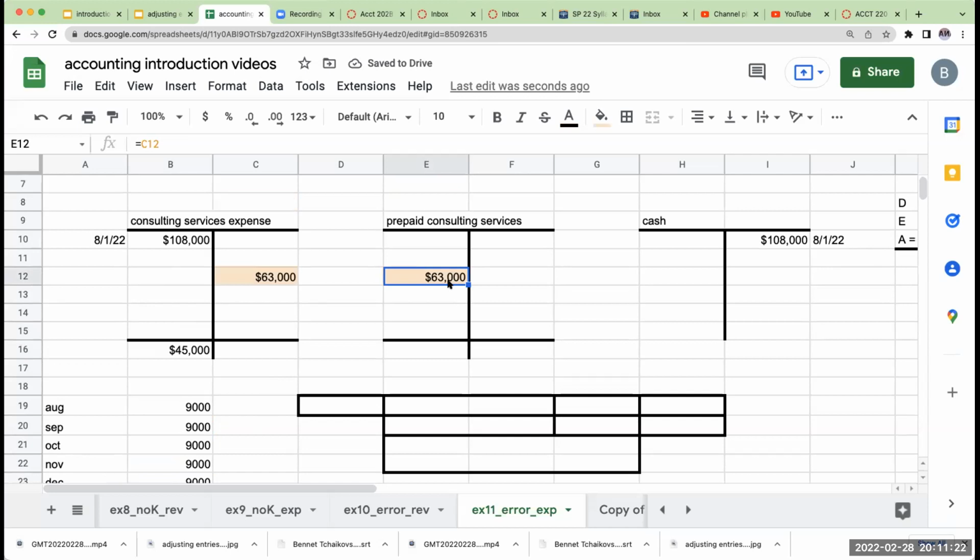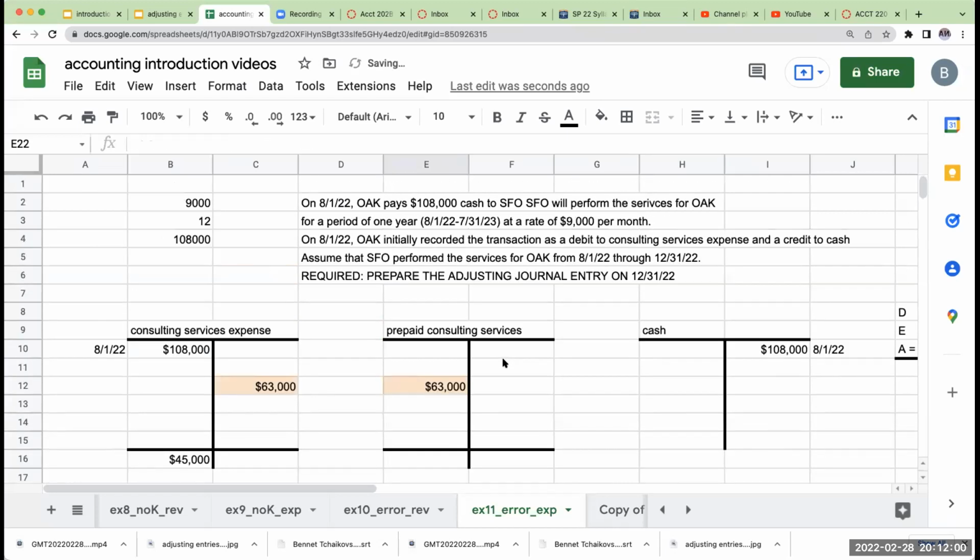So I know I've done this correctly because after the adjustment, my consulting services expense now reflects 45,000, and my prepaid consulting services account reflects 63. So I'm going to debit prepaid consulting services and credit consulting services expense for 63,000, on 12/31/22, to adjust consulting services expense. So this is what I'm going to do in this particular situation.